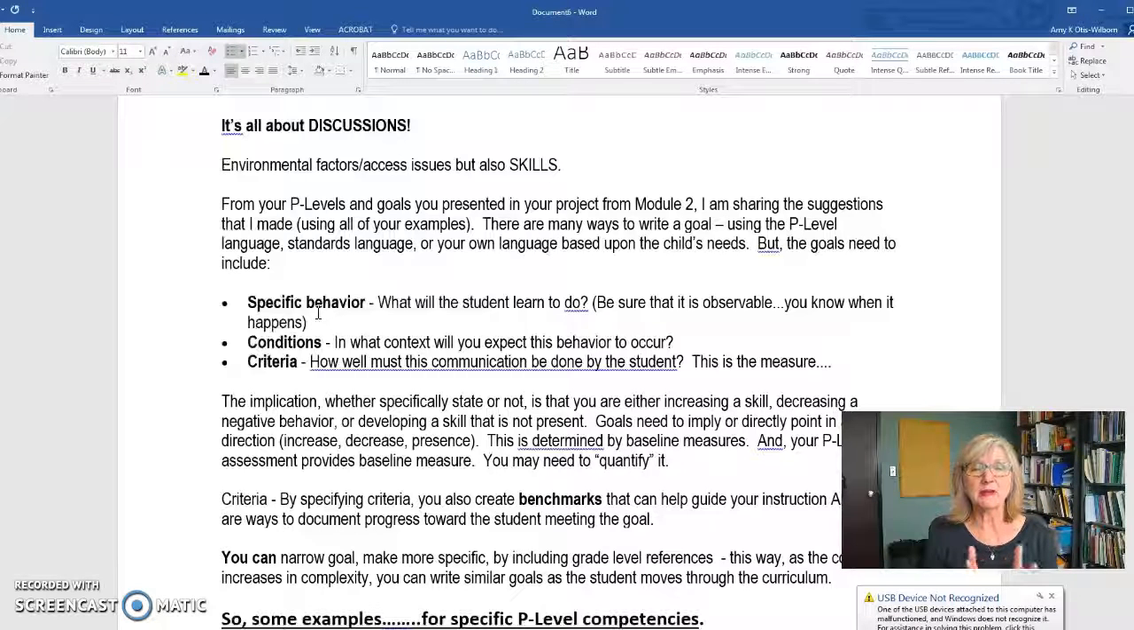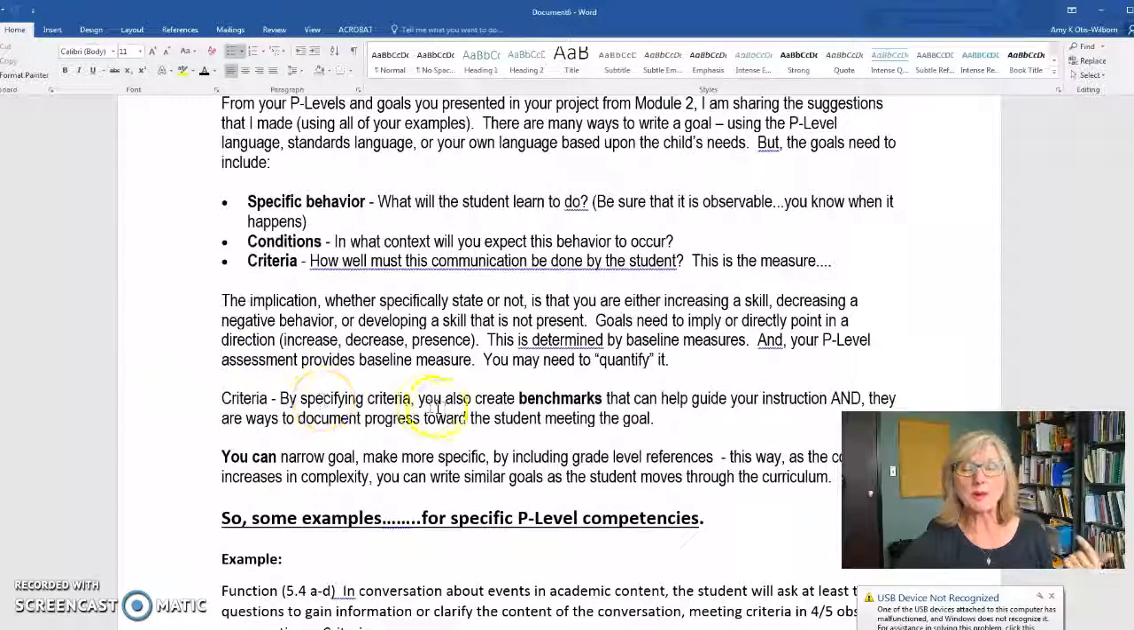Most of the time, specifying criteria can help you clarify and make the goal observable and measurable, and it can also give you some really good benchmarks that you might use in teaching that skill. So, again, you have to remember you're proposing in your goal that you're going to either develop a skill, a new skill they don't have, increase the skill, or decrease a skill that isn't appropriate. So, talk about benchmarks.